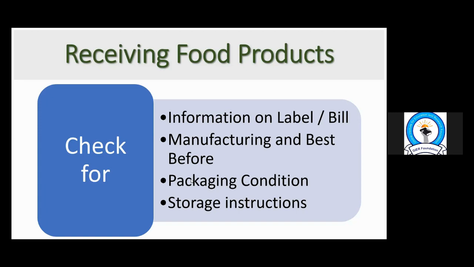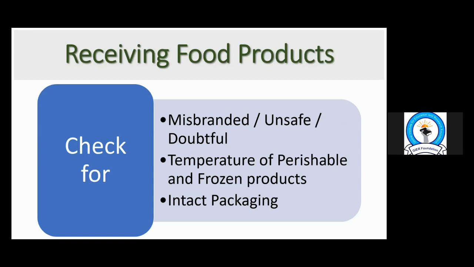Number 3, packaging condition. Packaging material should be intact, should not be torn, should not be punctured. Then storage condition. If there is a certain specific storage condition, then please see and store accordingly. If the product is misbranded, unsafe or doubtful, what are the things that you will check to ensure that the product is not misbranded, not unsafe or doubtful?